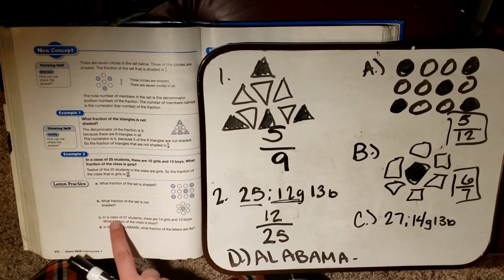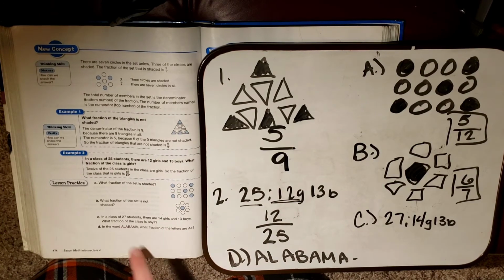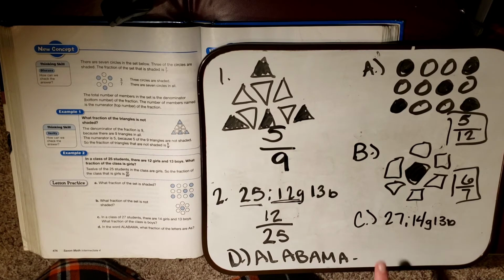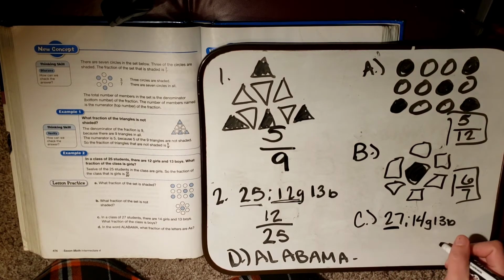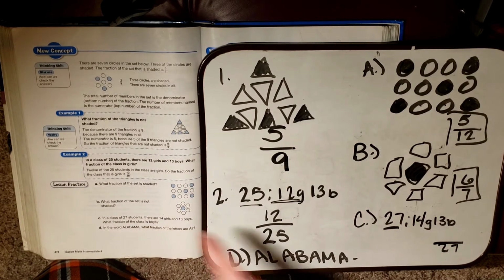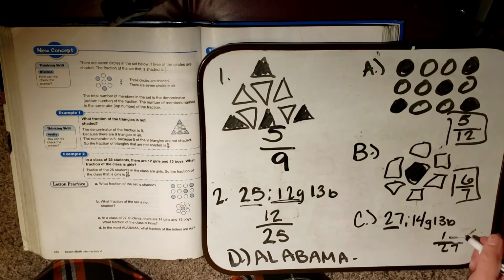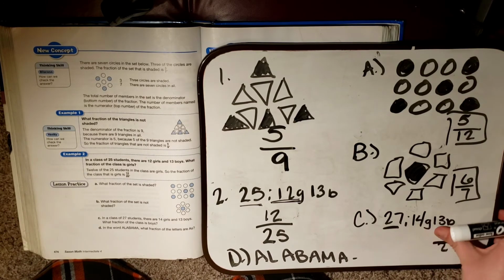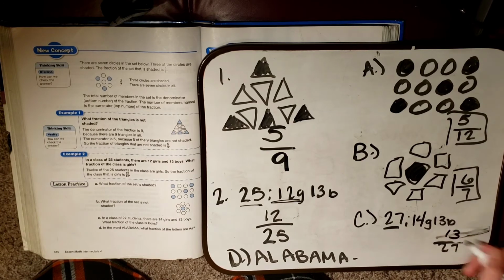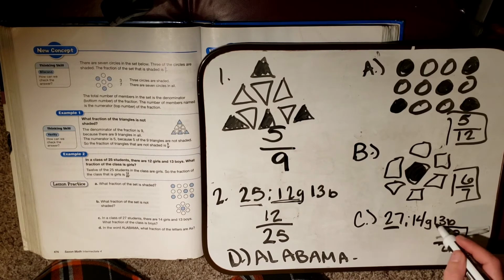Lesson practice C says in a class of 27 students, there are 14 girls and 13 boys. What fraction of the class is boys? So we know altogether we have 27. And we know that there are 13 boys. And what is it asking for? How many are boys? Make sure you can see that. Yep, 13. So 13 out of 27 are boys. So 13/27 are boys.